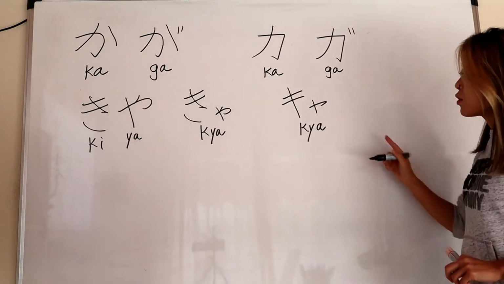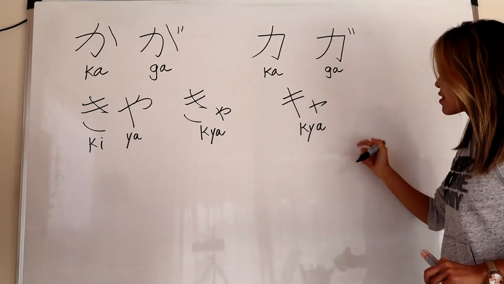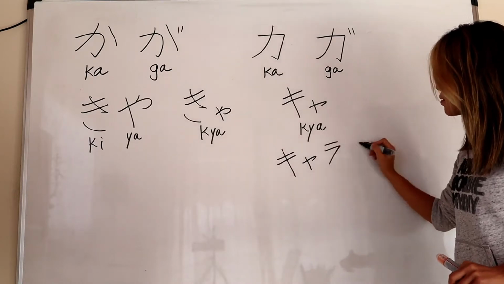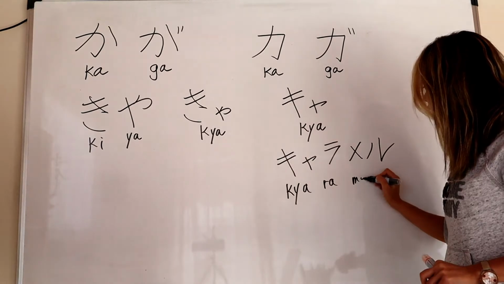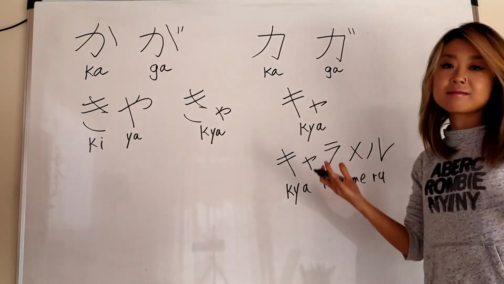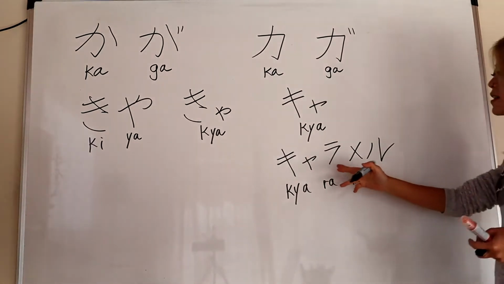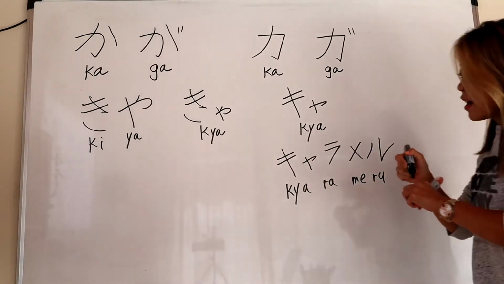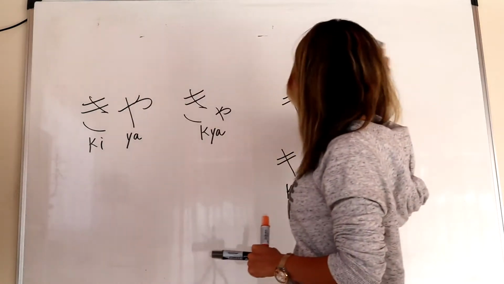So for example, what word do we have with this kya? For example, caramel, like sweets. So we have these things in hiragana and katakana also. Okay, so next, combinations that only happen in katakana.